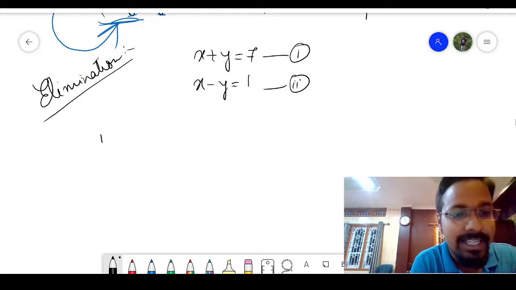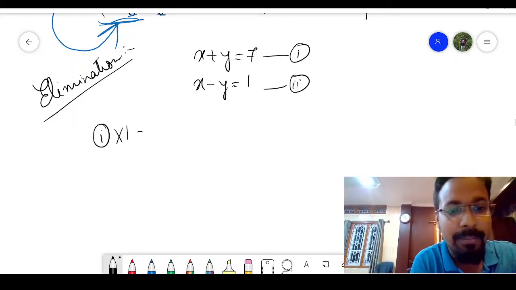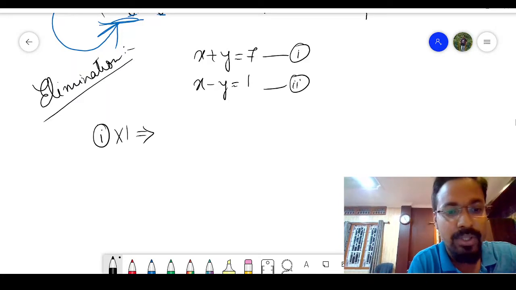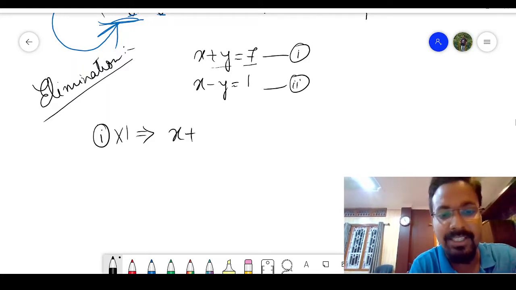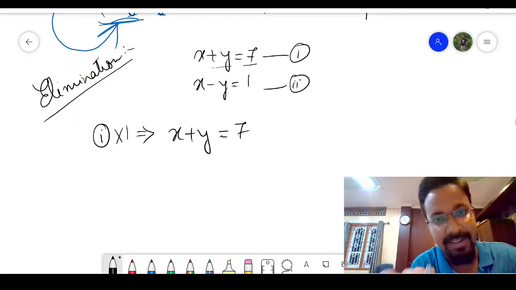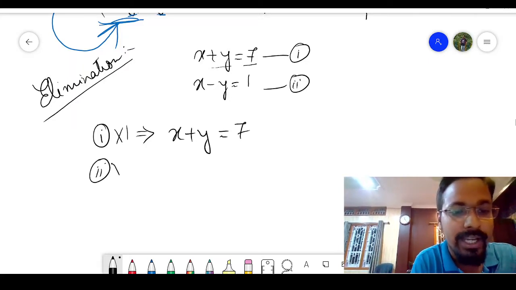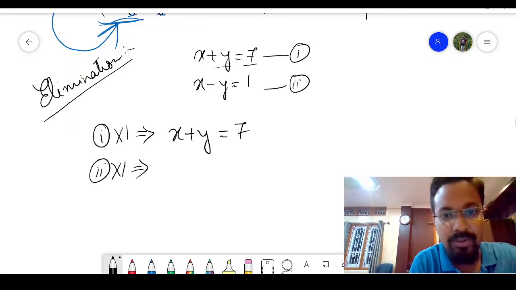So let's take equation number 1 and let us multiply it by 1. You will see what I am doing. If I multiply the whole equation by 1, LHS should be multiplied by 1 and RHS should also be multiplied by 1. So x plus y into 1 means it will remain the same, x plus y. 7 into 1 is 7. We will take equation number 2 and also multiply it by 1. So we get x minus y equal to 1.